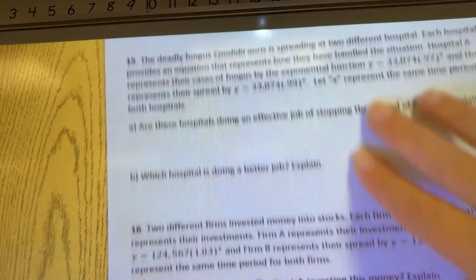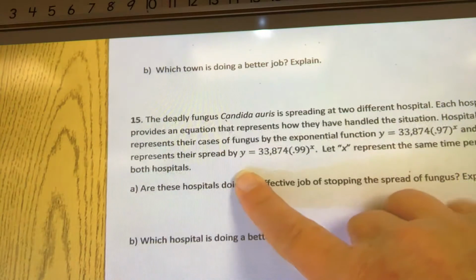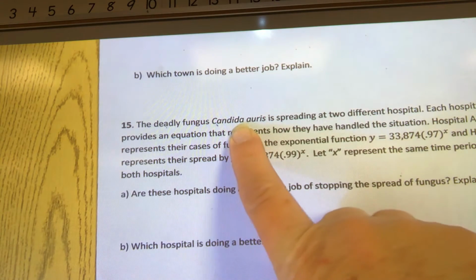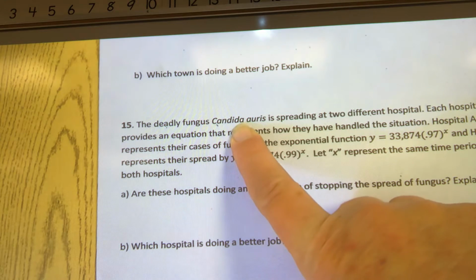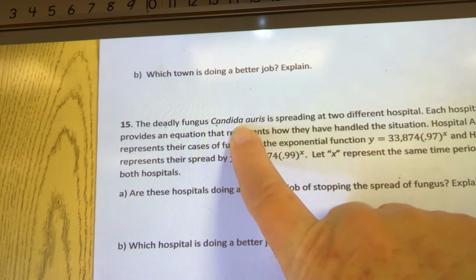And by the way, I wrote them in a real context, investing money at 2 different firms, or fungus spreading at hospitals. I was reading about this fungus, and they said that it's already killed 1.6 million people at hospitals because someone who's compromised, this would be something dangerous.